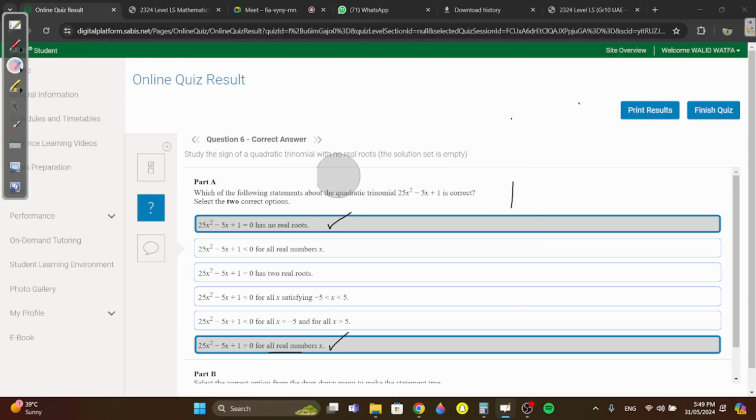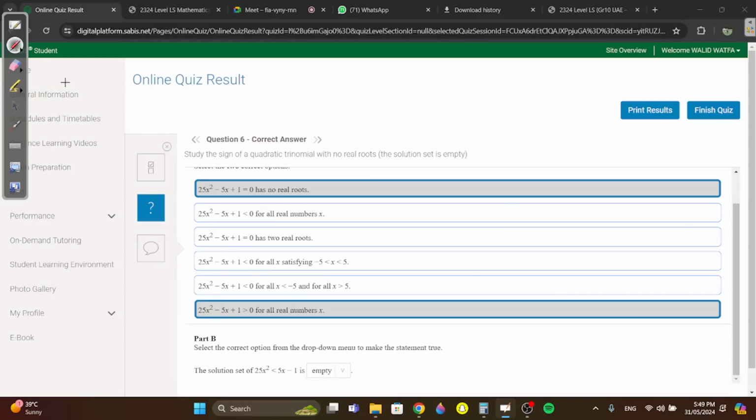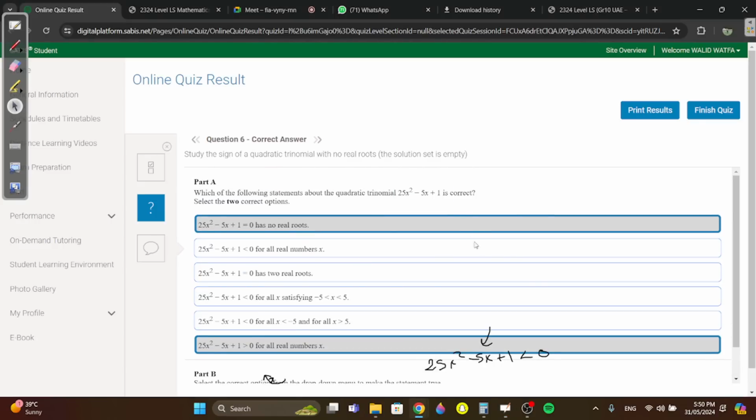Okay? Question B, sorry, part B. Again, they gave you 25x squared less than 5x minus 1. Okay, what do you have to do? Take everything to one side. So it's going to become 25x squared minus 5x plus 1 less than 0. Because it was less than, and it's now 0 only left. So surprise, surprise. Again, it's the same equation they gave us at the start.